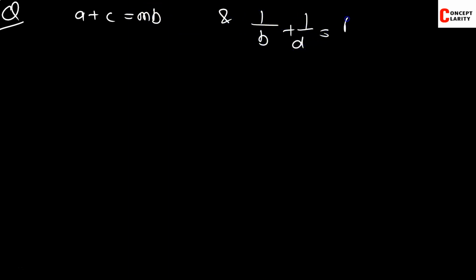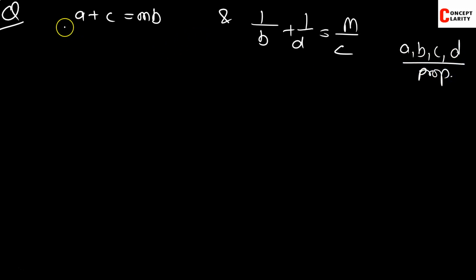See, basically we were doing proportion questions, and in continuity let's do one more new question that was asked in 2015. So let's start. It is given that A plus C is equal to MB, and we are given that 1 upon B plus 1 upon D is equal to M by C. Now what we have to prove is that A, B, C and D are in proportion.